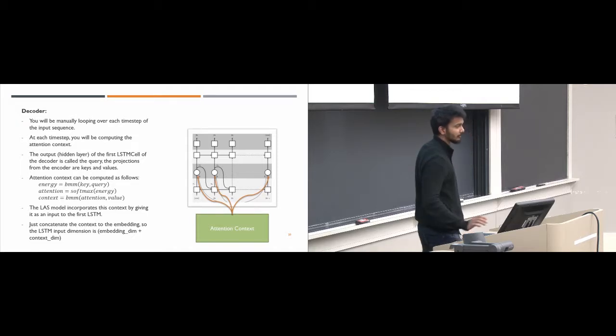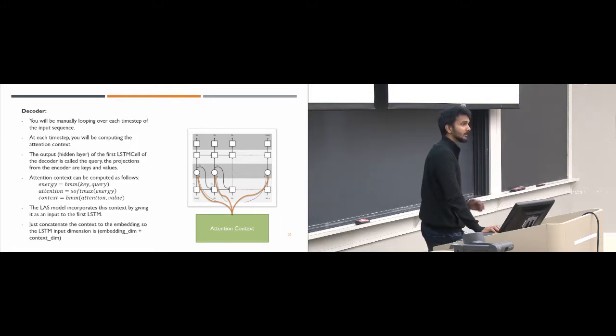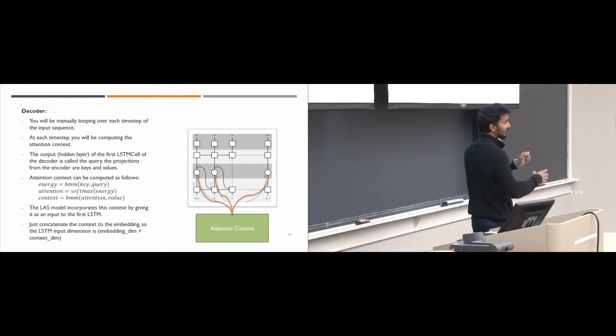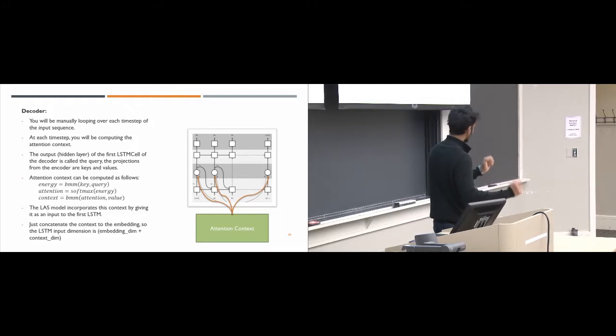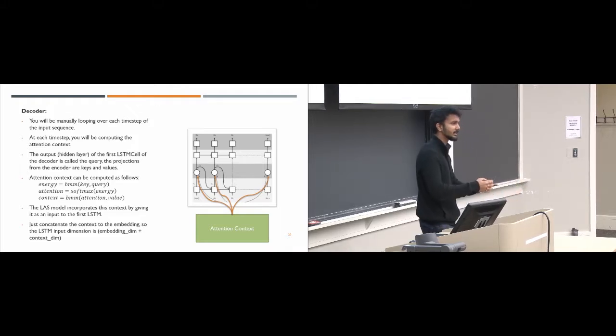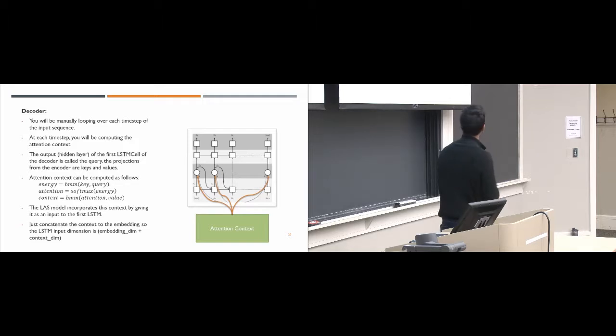Yeah, so a bit of terminology. We will be dealing with different things: queries, context, keys, values, and energy. So the output from your encoder is a key-value pair. And the output that each LSTM cell is giving you is called a query. So you basically use a query to find specific areas in your key to generate an attention map, and use that attention map to get your attention context from your values. So let's go through it one by one.